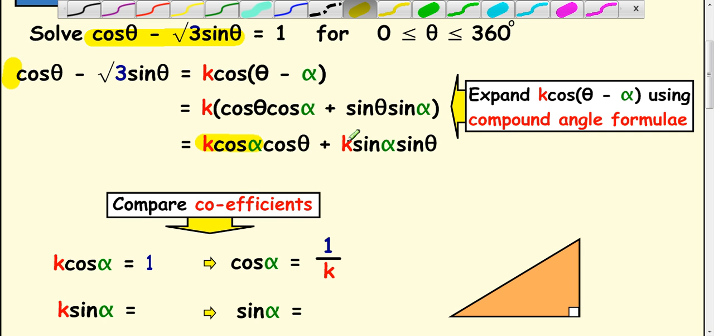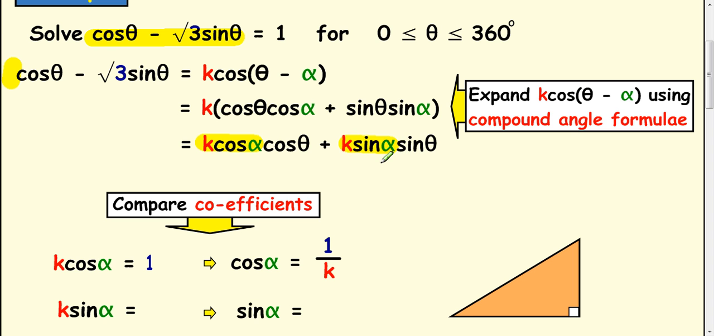Next, look at k sin alpha, and that's the coefficient of sin theta. So we look up to sin theta, and that's here, and the coefficient is root 3, but it's a negative. And since there's a plus here, k will have to be negative root 3. So sin alpha is equal to negative root 3 over k.